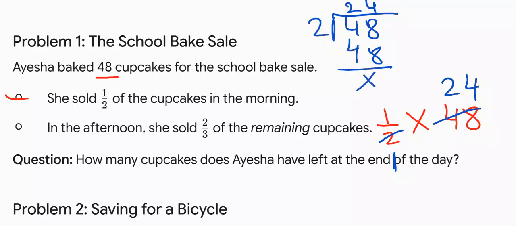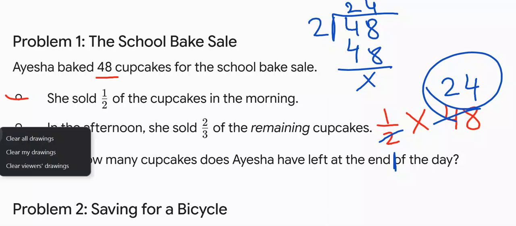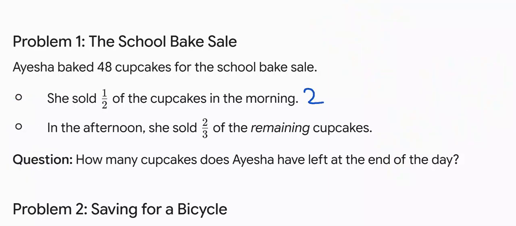So she sold half of the cupcakes in the morning. It means she sold 24 cupcakes in the morning. I will write 24 here for my reference. They didn't ask me to do this, but this is the rule of solving word problems. Whatever information you get, you need to produce something out of it.